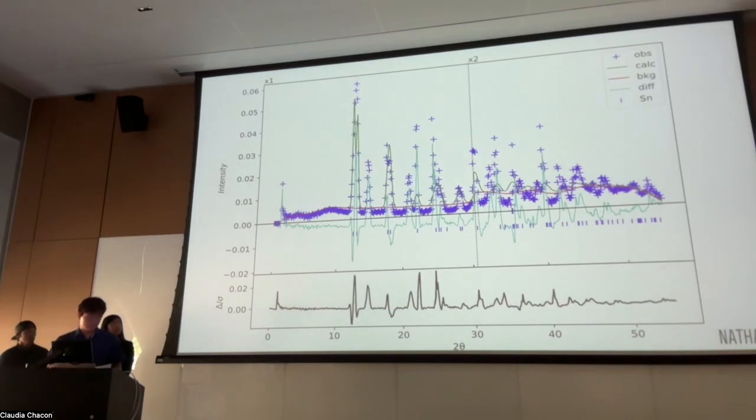And so in the future, possible improvements for my data could be to refine the background and scale factor, adjust lattice parameters and peak profile parameters, as well as refine the atomic displacement parameters and occupancies. But this is an iterative process, so you can always have a better fit and create better accuracies within the team.